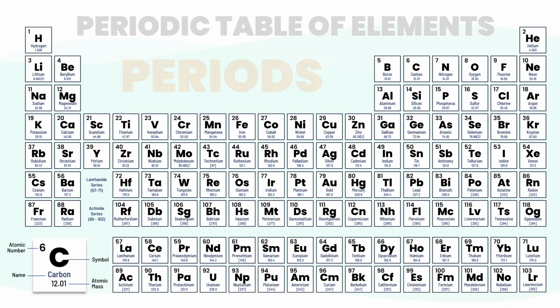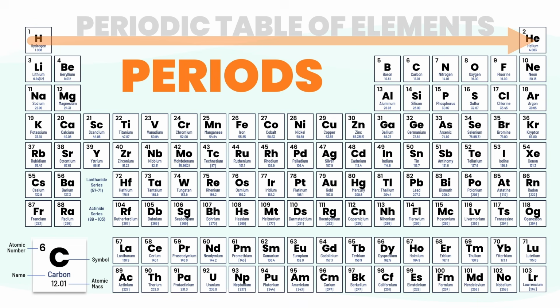Let's start with periods. These are the horizontal rows that run across the periodic table from left to right. There are 7 periods in total. Each period is like a level. Elements in the same row are placed together for a reason we'll explore soon. For now, just remember, when we talk about periods, we're talking about rows.